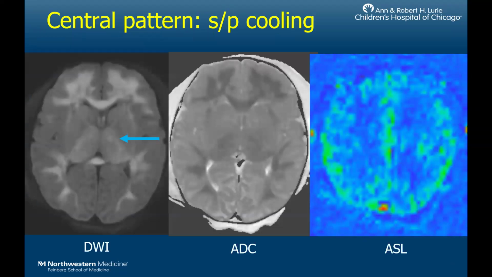And here is more imaging of the central pattern. And I want to show you guys that you can still see these changes. You can see the continuing ADC reduced values in cooled babies. You can still see that diffuse pattern. And here on the ASL, there is diffuse decreased perfusion throughout.